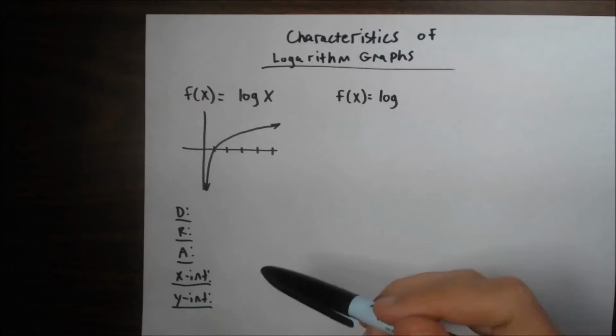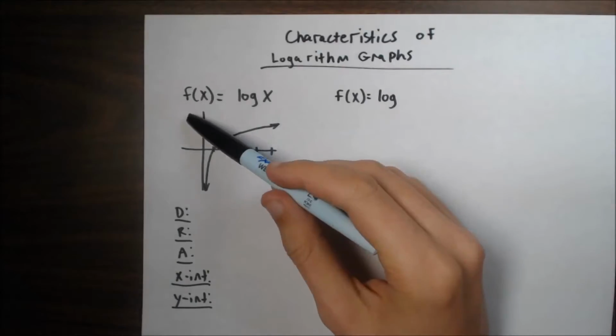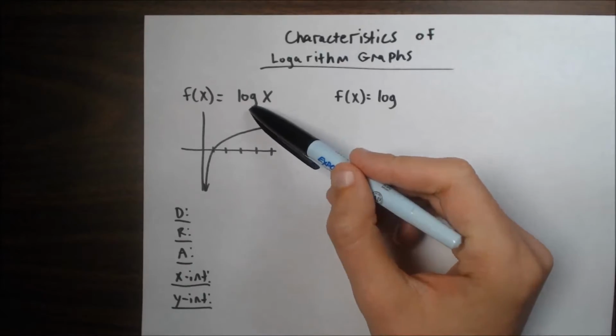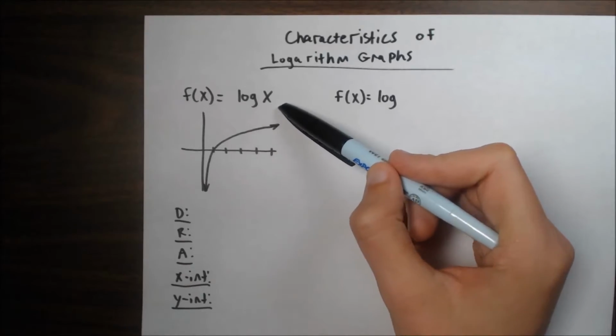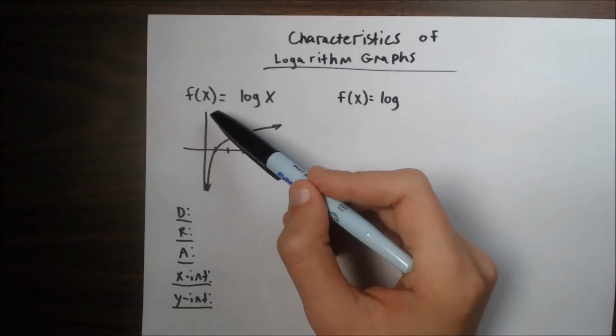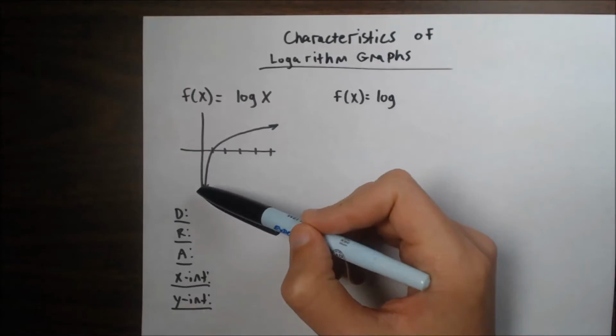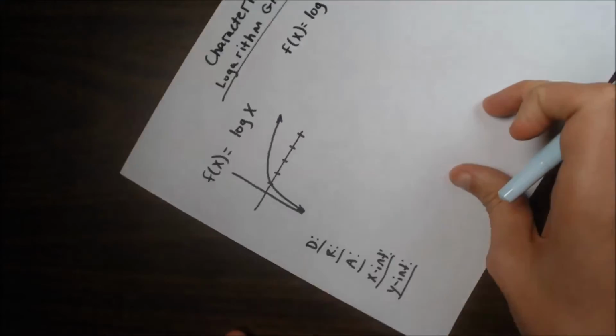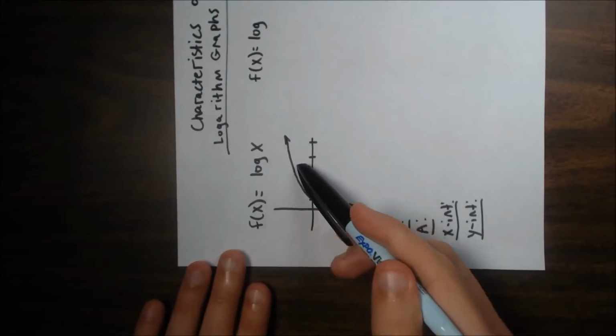So first we're going to start with the real basic one. F of x equals log x. It's kind of the basic logarithm graph. Okay, and I didn't even bother to label the y-axis in this case because I want to draw attention to the x-axis. Notice that if I turn it sideways like this, that looks just like an exponential graph.